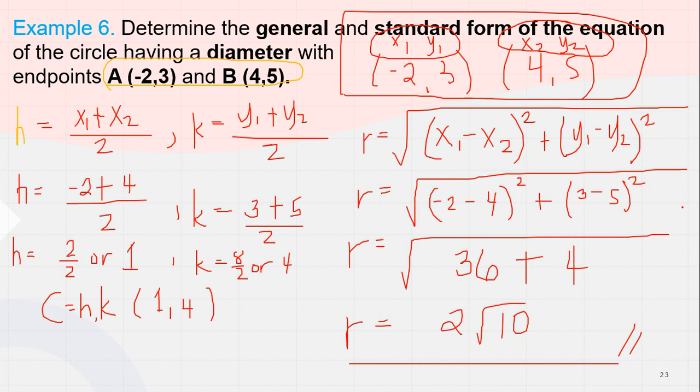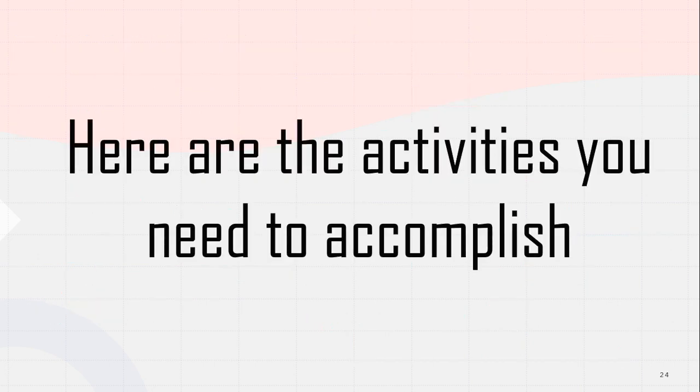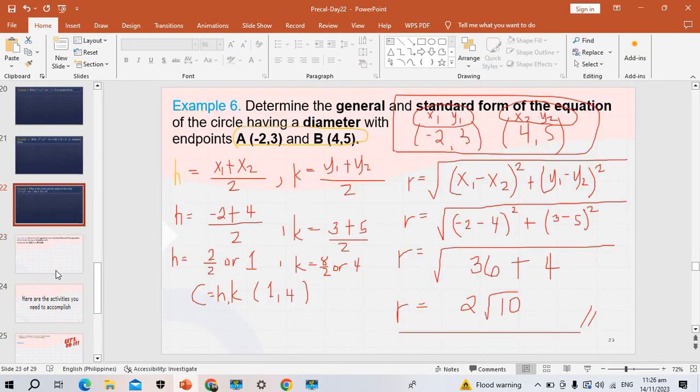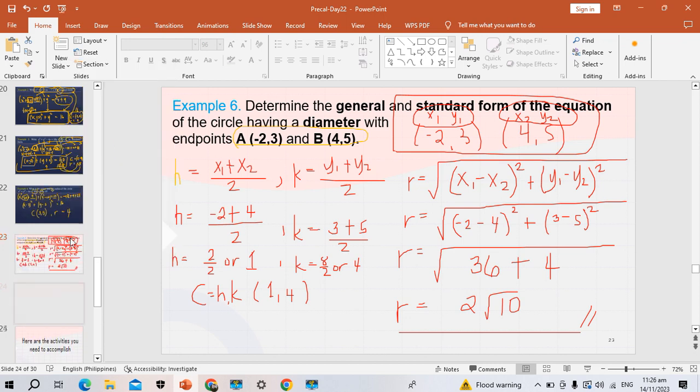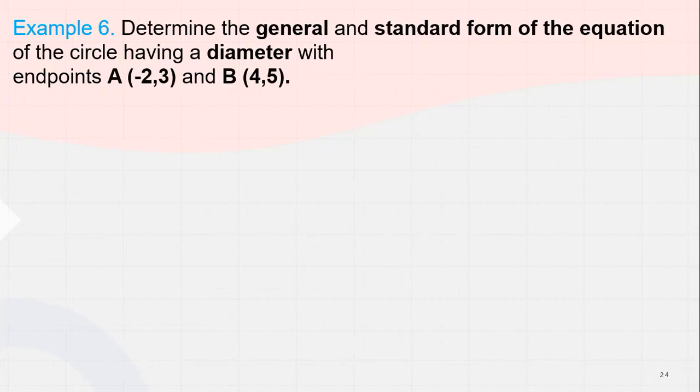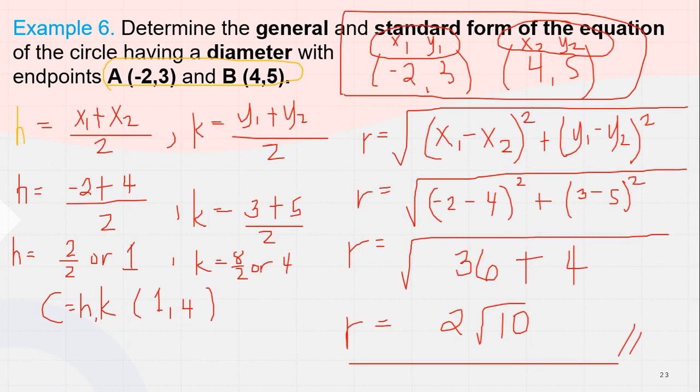Very good. So, we already know the value of hk and the value of our r. The value of our r is 2 square root of 10. May space pa ba? Wait na. Saan na yun? Duplicate pala. Yan. So, balikan natin ulit. The value of hk is 1/4. Then the value of r is 2 square root of 10.